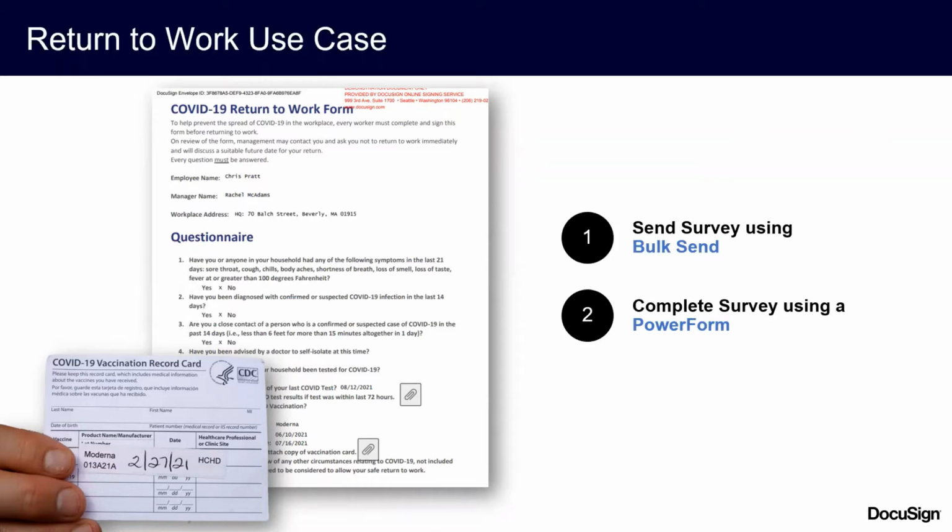I'm going to show two things today. I'm going to send the survey using what we call a bulk send. I will send this survey to a number of employees that wish to return to the office. Next, I'm going to show how we complete the survey using a PowerForm. The PowerForm is nothing more than a web link that allows those one-off employees that wish to return to work to go to a website, click a link, and actually complete the survey. So let's take a look at how that works.